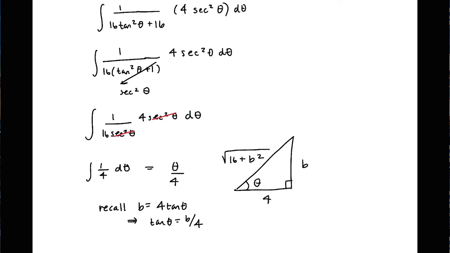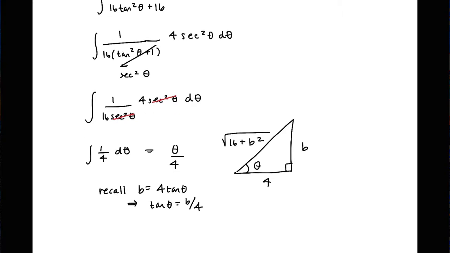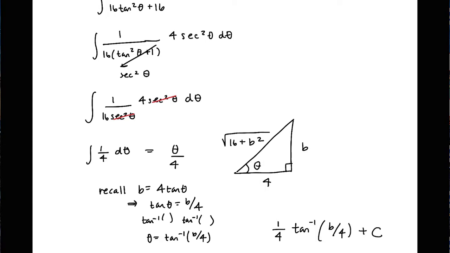So then what is theta going to be equal to? Well, theta is just the angle. If I took tangent inverse of both sides, theta would be equal to tangent inverse of b over 4. So I really didn't even need my right triangle in this case, but I don't regret doing it for you guys because it's still a good habit. Most of these you're going to need the right triangle to help with. So then theta is arctangent of b over 4. So we have 1/4 tangent inverse of b over 4 plus the integration constant.